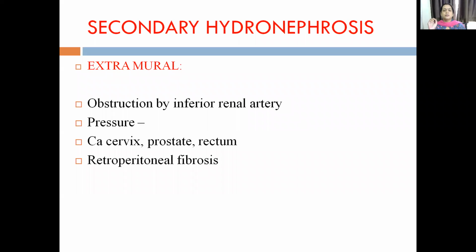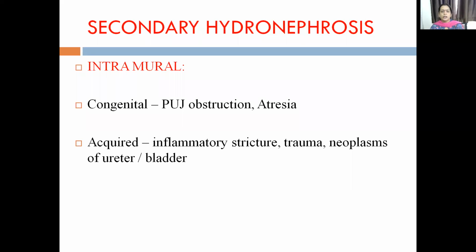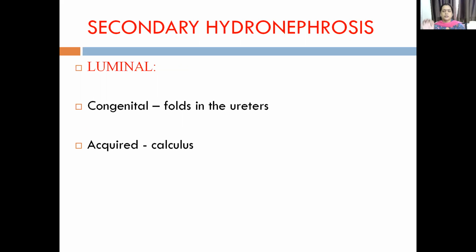So what are the things which will cause the extramural? There is obstruction of the inferior renal artery. There can be pressure because of carcinoma of the cervix, prostate, rectum, or retroperitoneal fibrosis, so some external pressure happening on the ureter. Intramural is usually congenital, having a pelvic-ureteric junction obstruction or atresia. It can also be acquired: inflammatory stricture, trauma, neoplasms of the ureter or the bladder, which will cause secondary hydronephrosis.